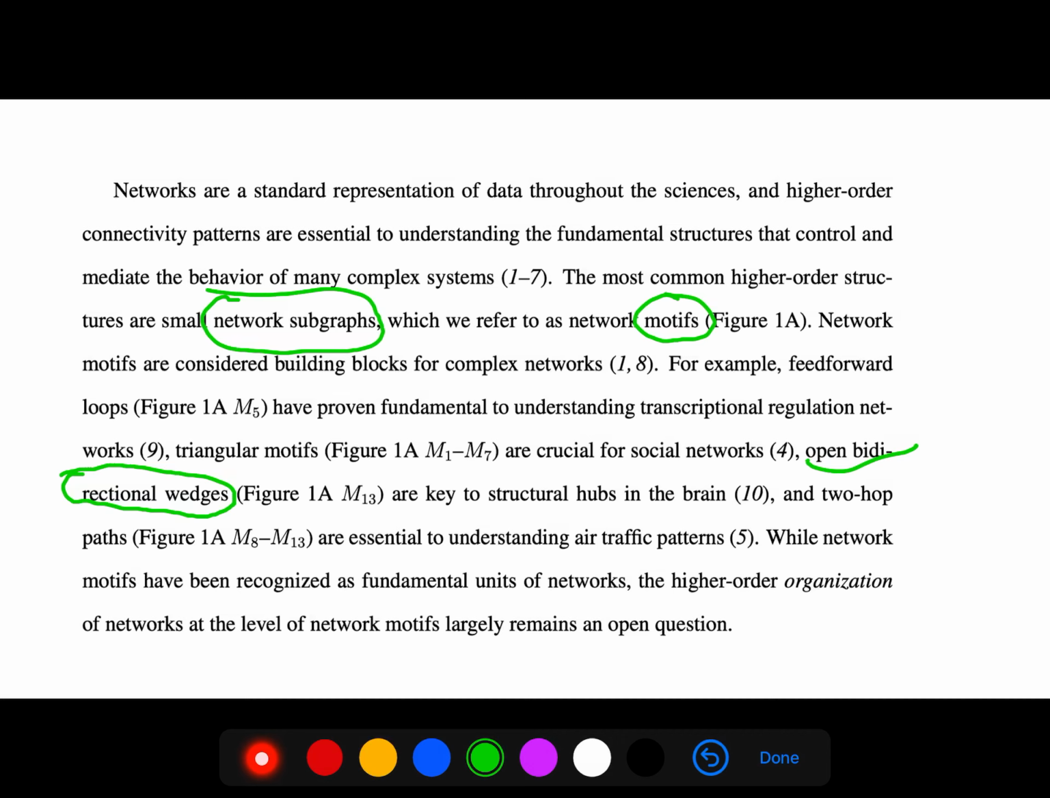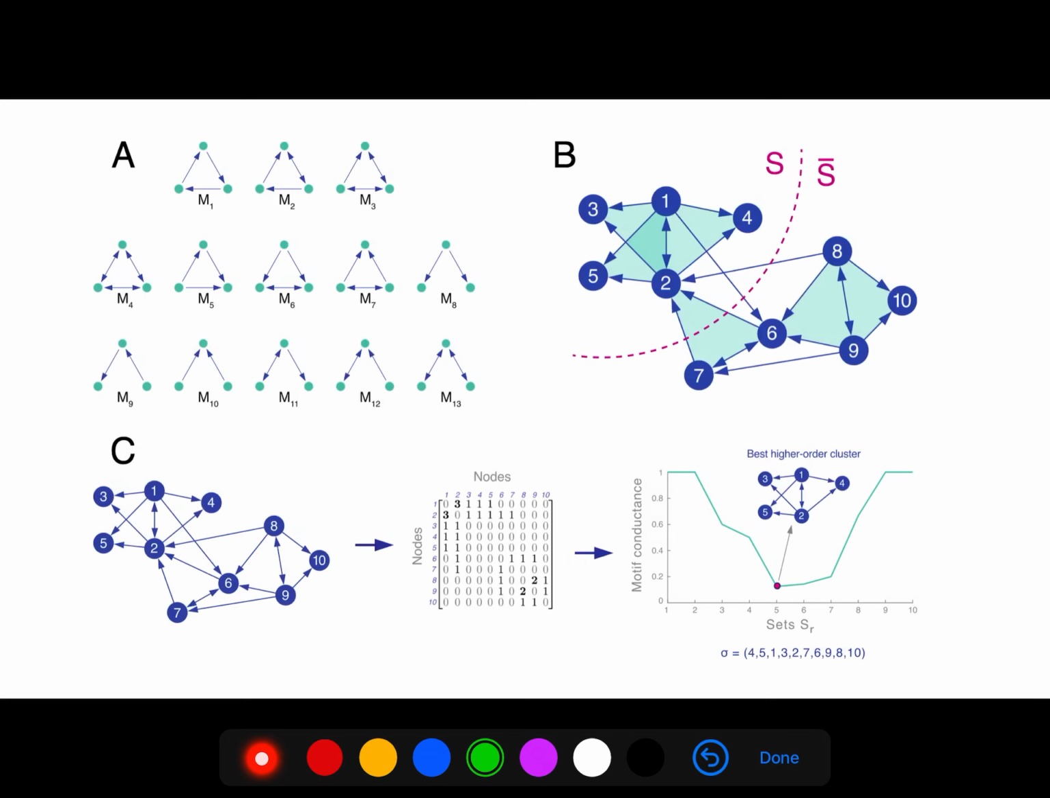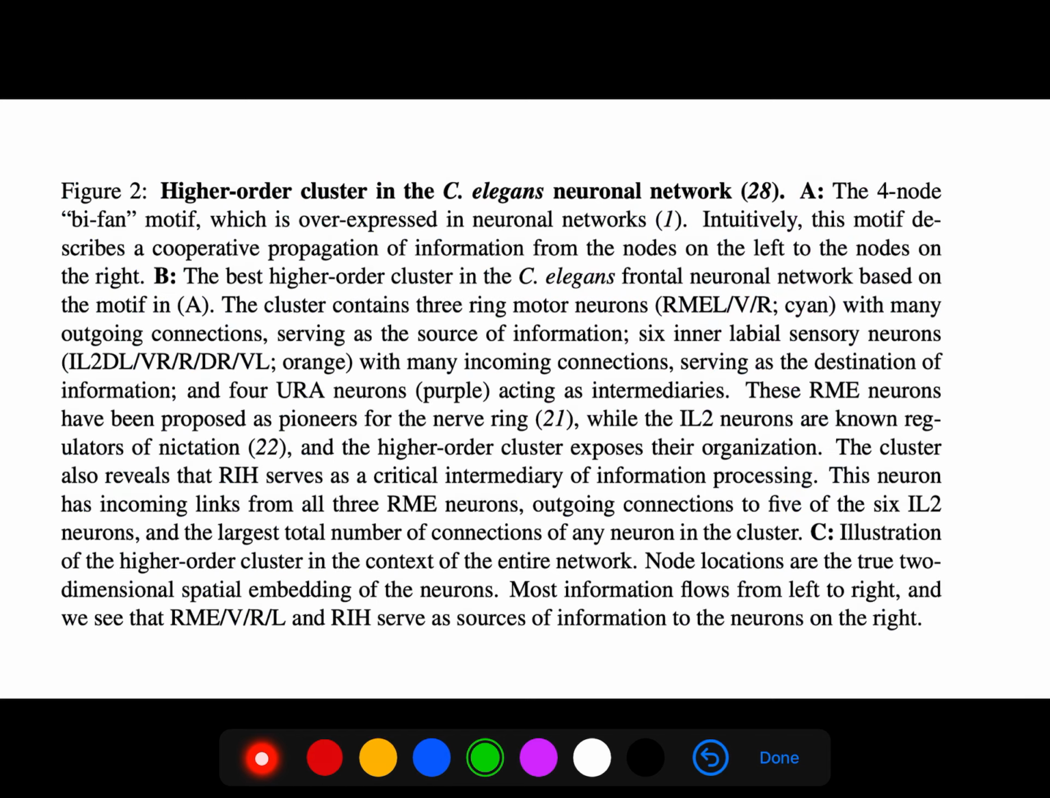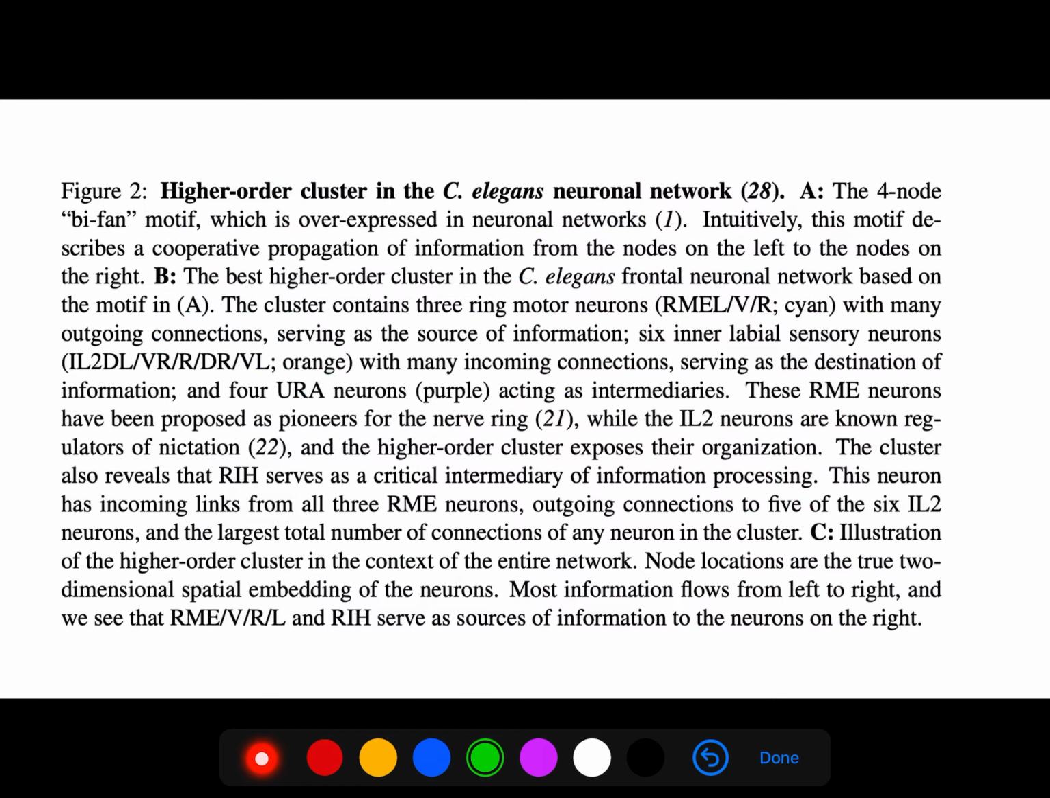While network motifs have been recognized as fundamental units, the higher-order organization of networks at the level of network motifs largely remains an open question. So you see the motifs, and here also you see the higher-order cluster. It is the C. elegans neuronal network, the 4-node motif.